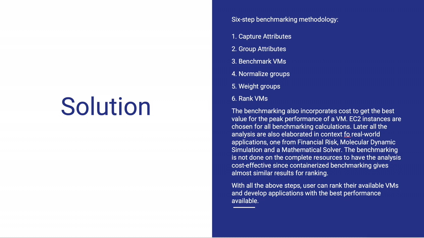A user essentially provides as input a set of weights that describes the memory, compute, communication, and storage requirements of an application, and then we go through the 6 steps of ranking a virtual machine with respect to all these criteria. I'll be explaining one by one what these criteria are.